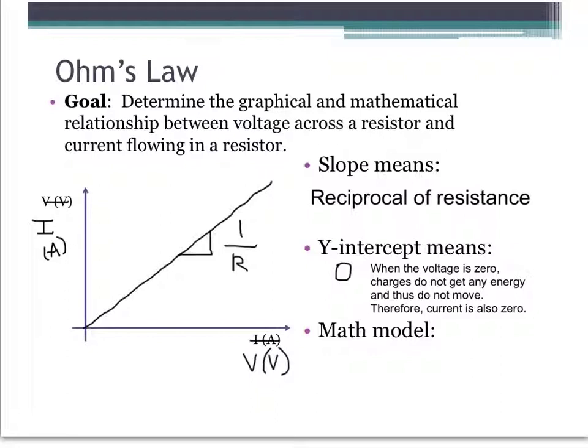So when we put those things together, we get a relationship that's more commonly known as Ohm's Law. Our y variable, current, is equal to our slope, 1 over the resistance, times the voltage. So we can increase the current by increasing the voltage, or by decreasing the resistance.